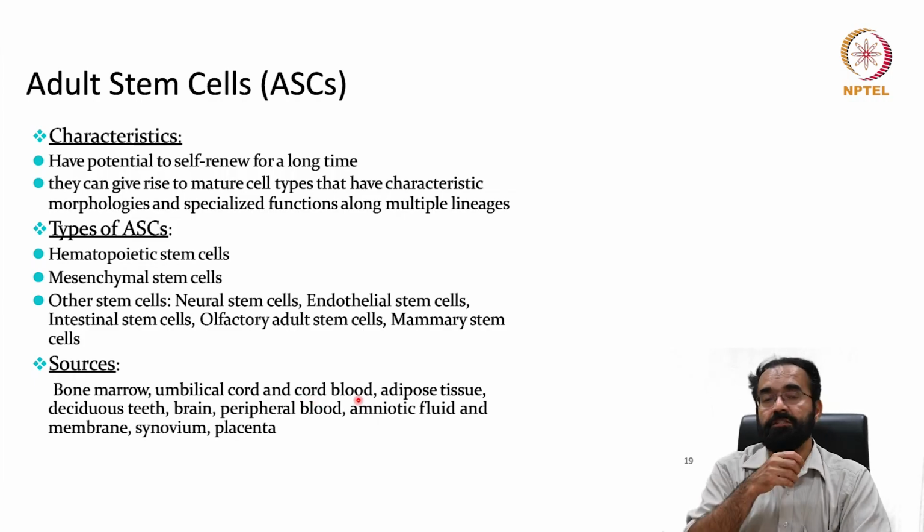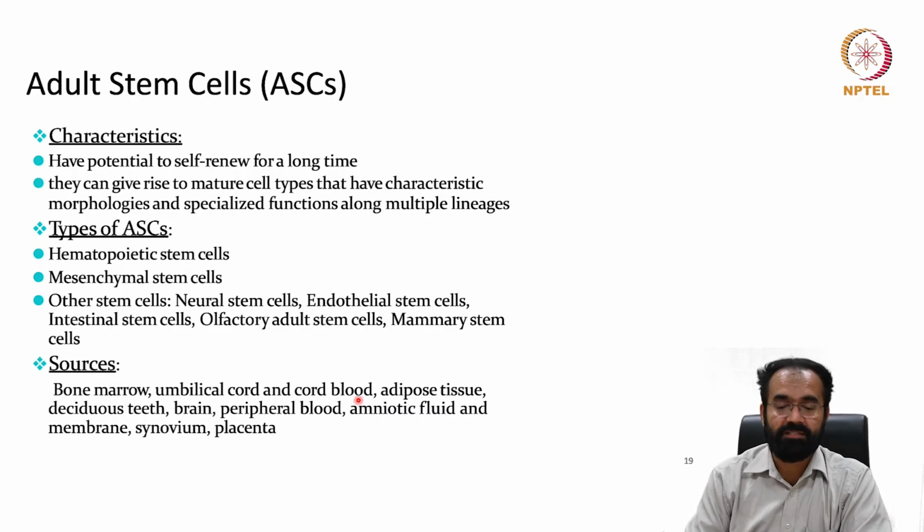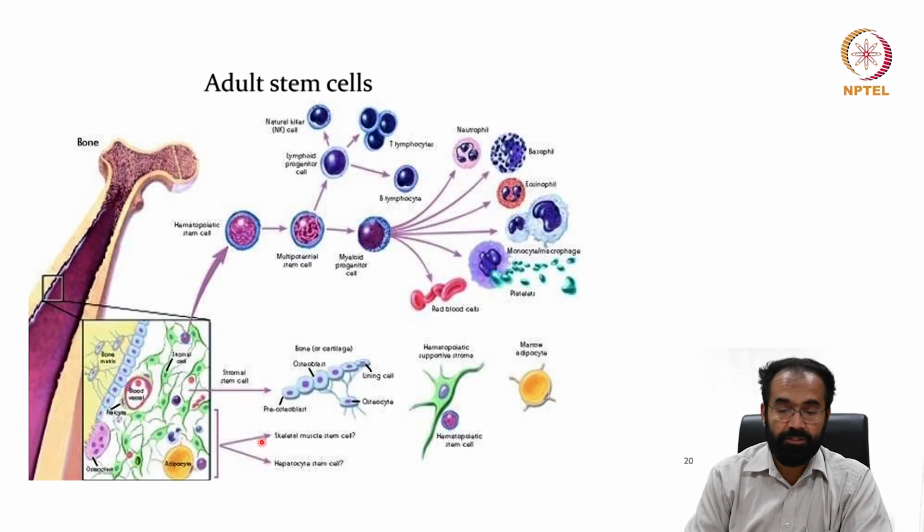Cord blood is another source, present from the embryo to the mother through the connecting cord. They have lots of stem cells because the umbilical cord is formed as a remnant of the embryo itself. So the cord blood has lots of embryonic stem cells present. Adipose tissue, deciduous teeth, brain, peripheral blood, amniotic fluid, amniotic membrane, synovial fluid, synovium, and placenta, they all have a lot of stem cells. So if you see adult stem cells, this is bone, and inside the bone there is a bone matrix, bone marrow is present, and there are lots of different types of cells.